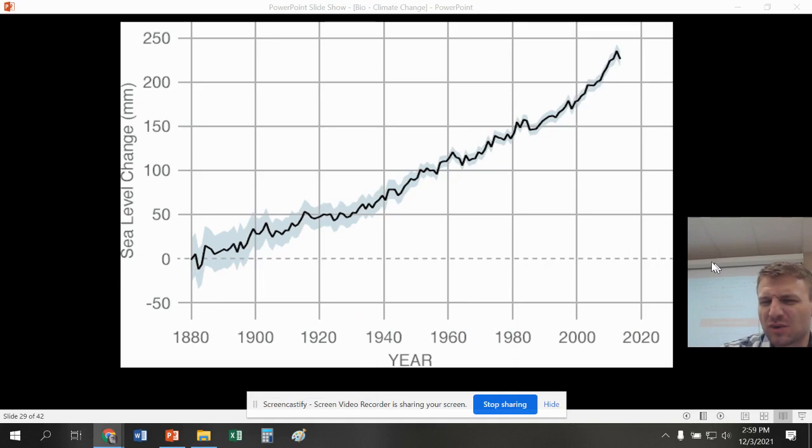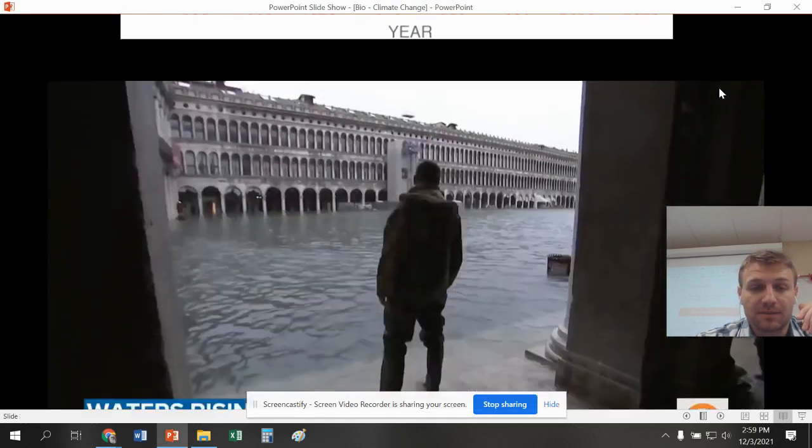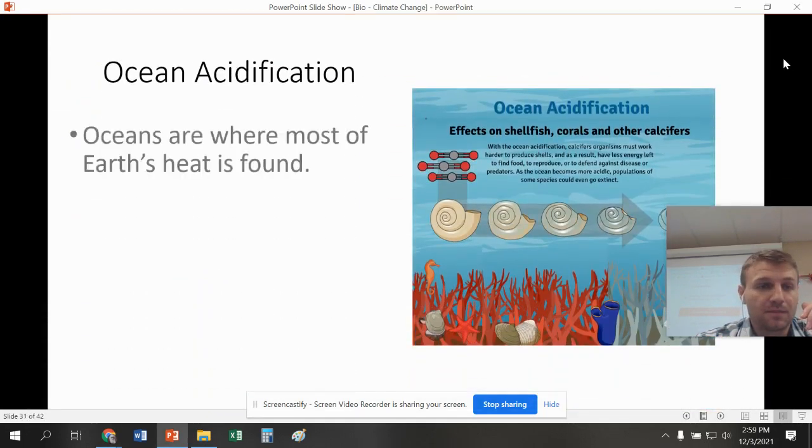Again, more data. I just love showing data because it's so easy for me to teach this. You can see again more data. Sea levels are rising a little bit every year, but every year it makes a difference when, over hundreds of years, you're going to see these sea levels rising.